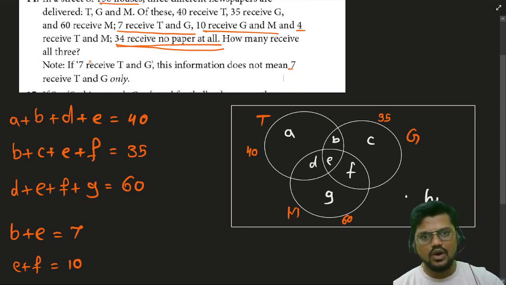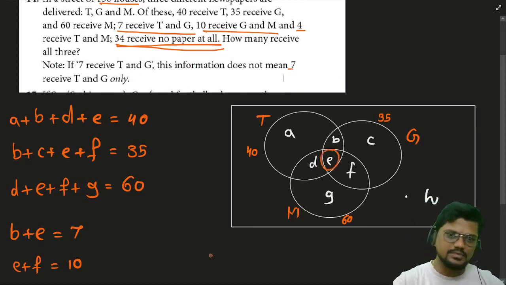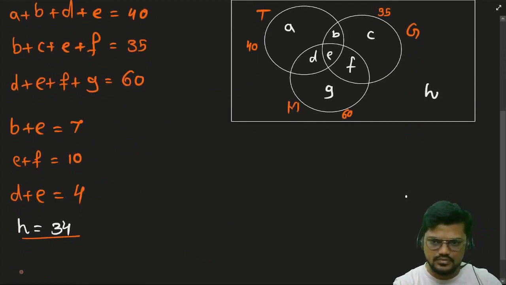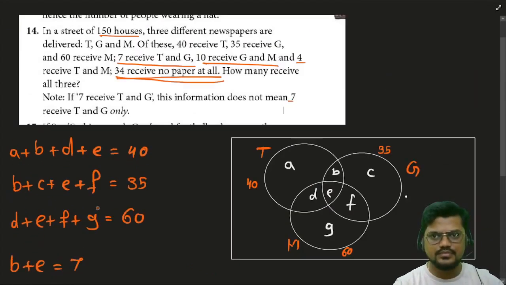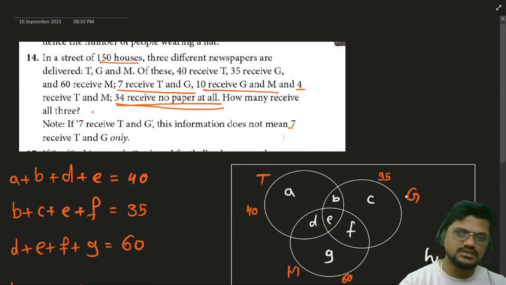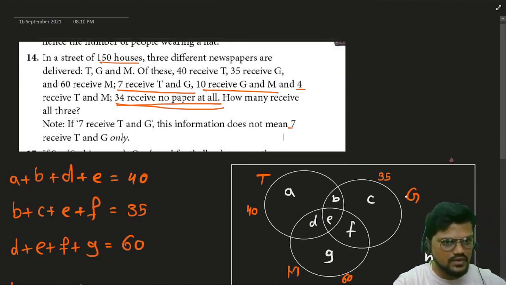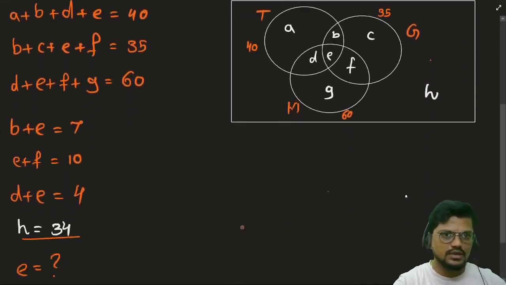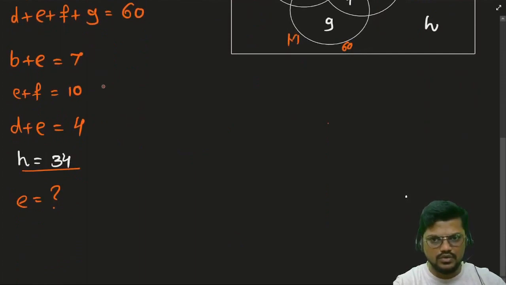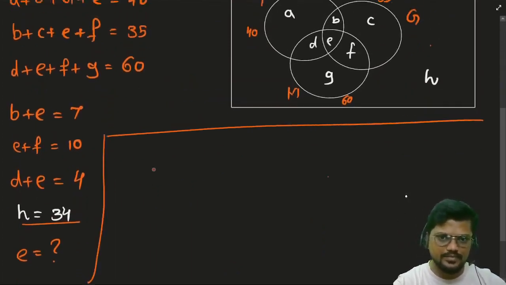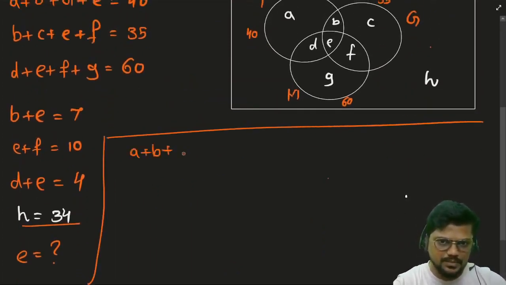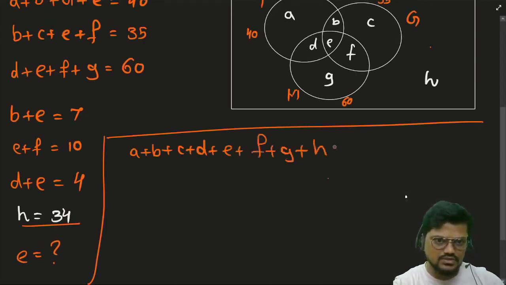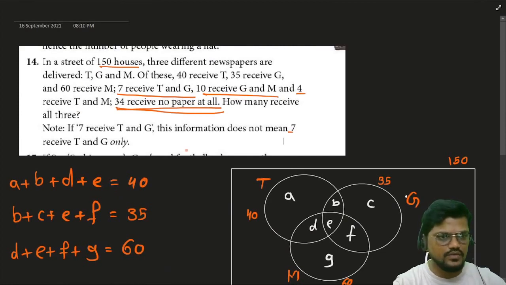How many receive all three? That means E is the question. E is the question, and that's it. How many receive all three? That's the only thing which you have. Now we know that in total there are 150 people. Yes or no? So from the question, what we have is A plus B plus C plus D plus E plus F plus G plus H should be equal to how many? 150.